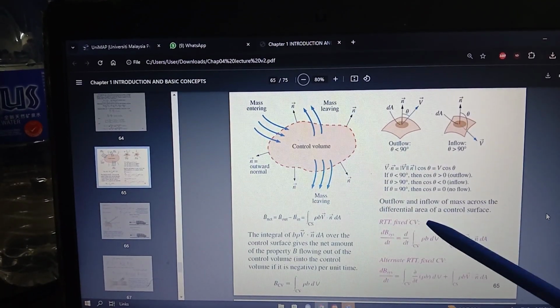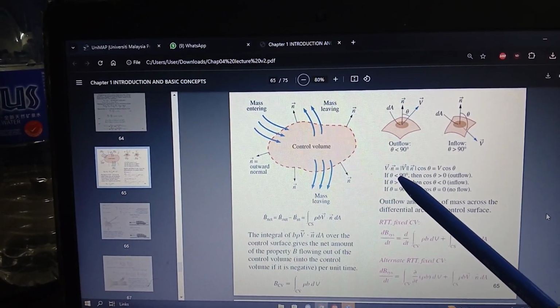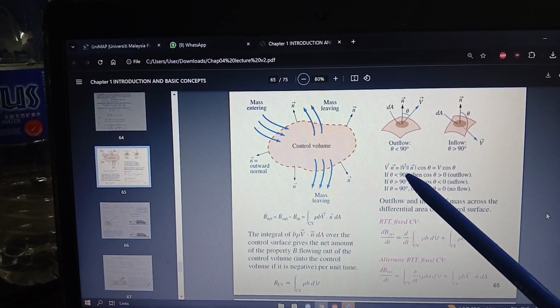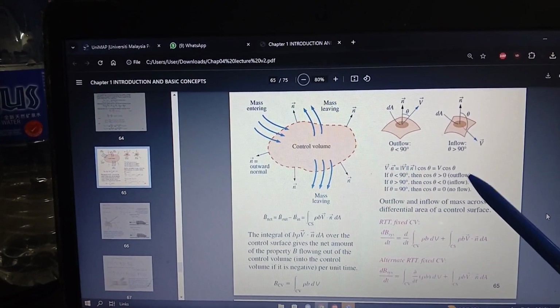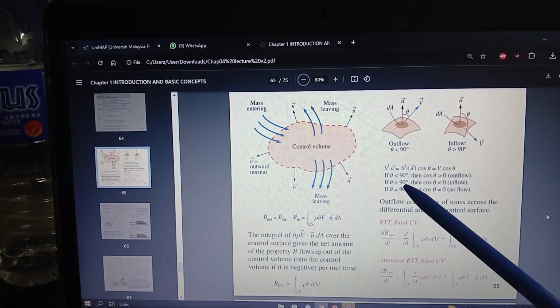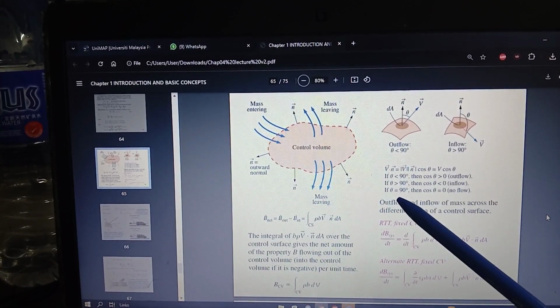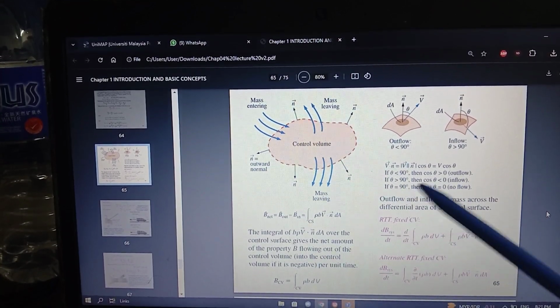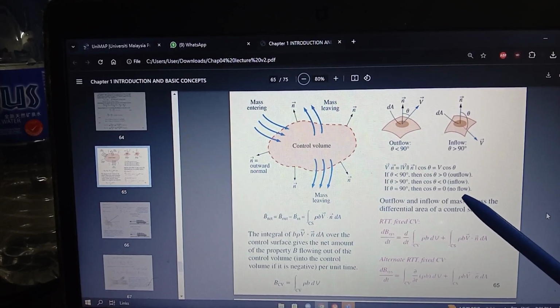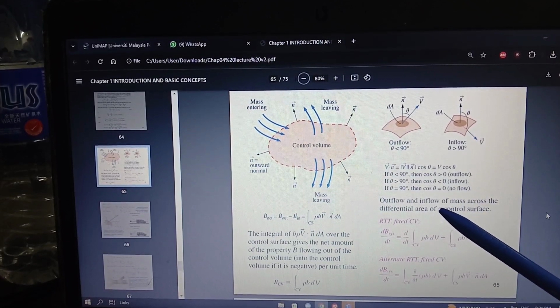As mentioned here, if theta is less than 90 degrees, it will be outflow. If theta is bigger than 90 degrees, it will be inflow. Meanwhile, if theta equals 90 degrees, there will be no flow acting on the surface.